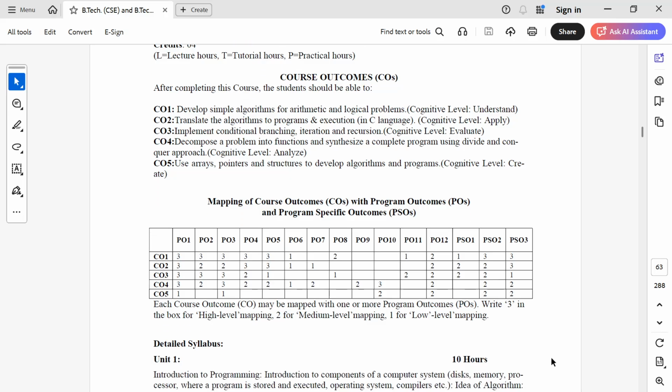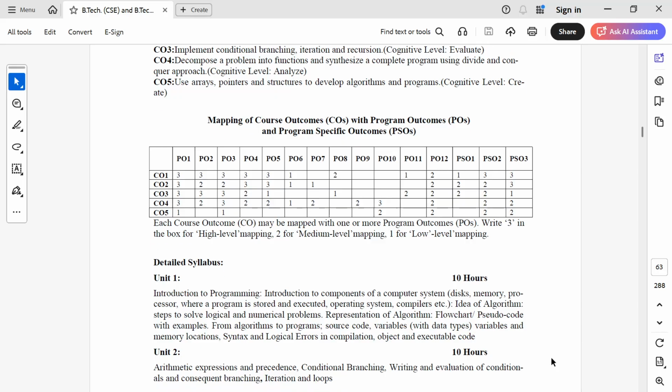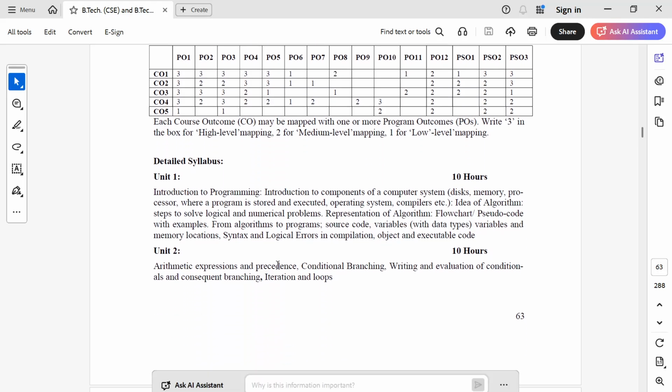Now, if we look at the syllabus, that is unit 1 of the syllabus. In introduction to programming, we have a few things which are more theoretical, for example, introduction to components of a computer system. What are the components that we need to discuss? We need to discuss the disk, what we call the hard disk. It could be a solid state device as well. We will see what they are.